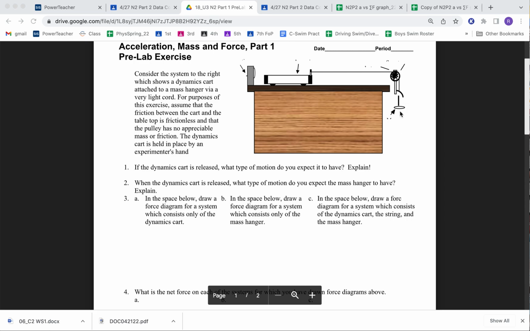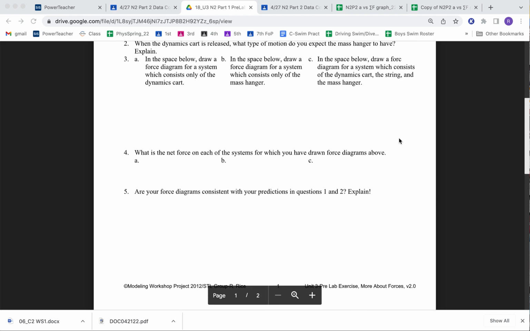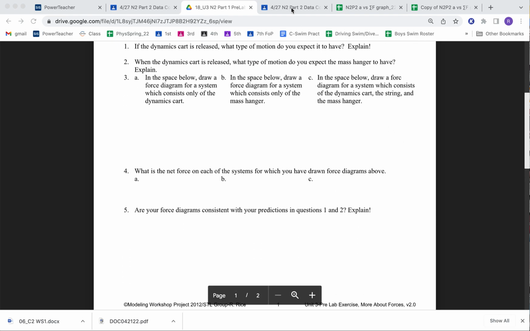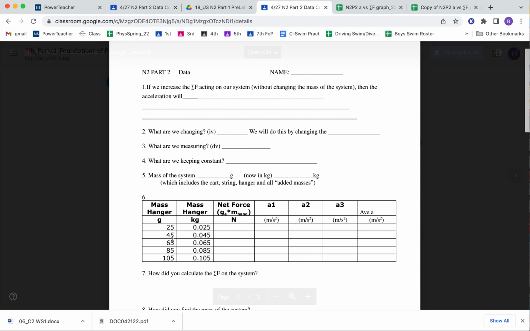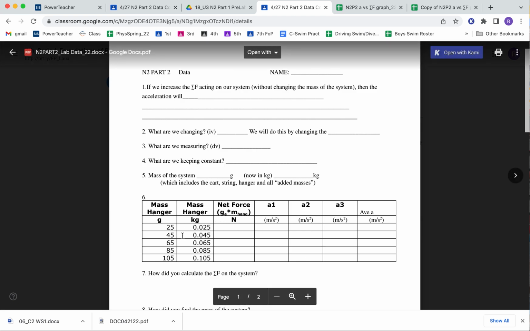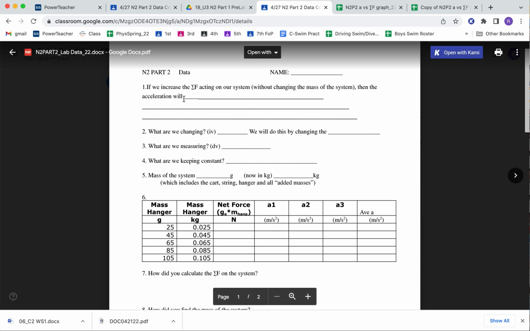So the gravity, or weight, of the hanger is the net force, and it is what caused the system to accelerate. Then kids ran through a lab. They put an increased number of masses on the hanger to increase the net force acting on the system, and then they recorded accelerations. This data table that you have on your sheet is what people will be filling out on the sheets. We did ask kids to make a hypothesis.